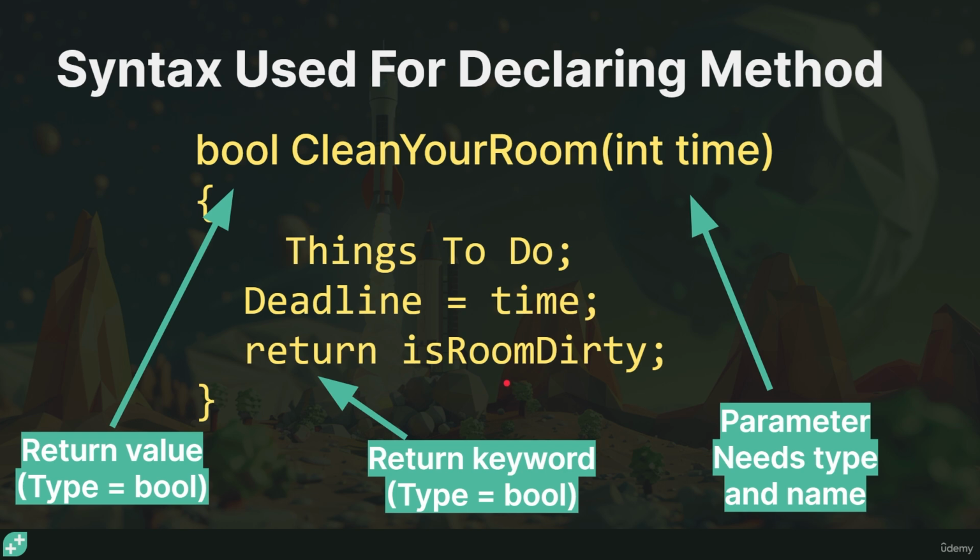So if is room dirty is currently true, then we would return true back to the place that called the method. And then wherever called the method can do what it needs to do with that information. Maybe if the room is still dirty, then it keeps calling clean your room, clean your room, clean your room, until which point it is finally not dirty and is room dirty returns false.